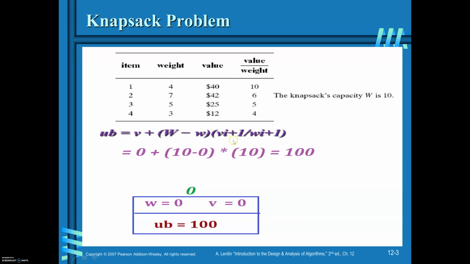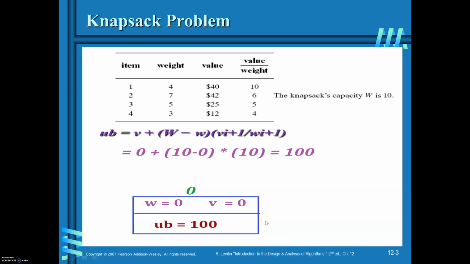since you are considering 0 items, the value to weight ratio you have to consider is V1 by W1. If you are considering the ith item into the sack, then you have to consider the value to weight ratio for i plus 1. In this case, when you are calculating the upper bound considering 0 items, you have to consider the value to weight ratio for item 1. V1 by W1 is 10. So 10 into 10 is equal to 100. So this is the upper bound initially.